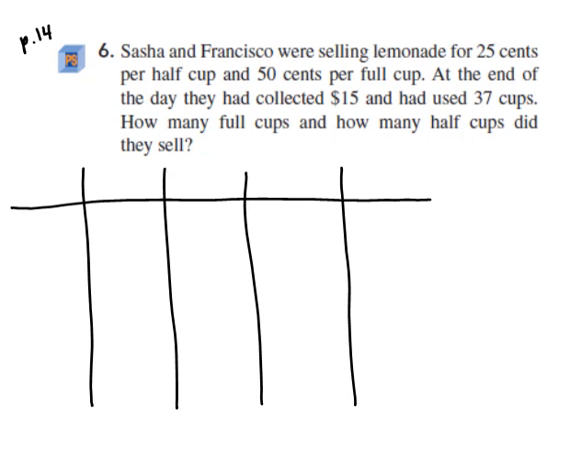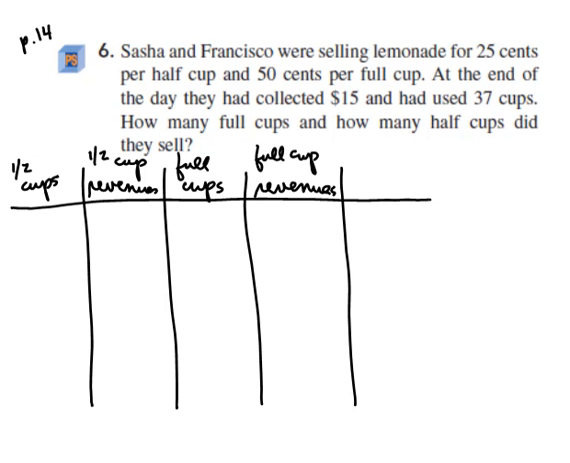So I set up a table that has 5 columns, and the first column is going to record the number of half cups that are sold. And the second column will record the revenue, how much money comes in from half cup sales. And so we have the half cup revenues there. In the third column, I'll record the number of full cups sold. In the fourth column, I'll record the revenue from the full cups. And in the final column, total revenues. Alright, so there's our table.